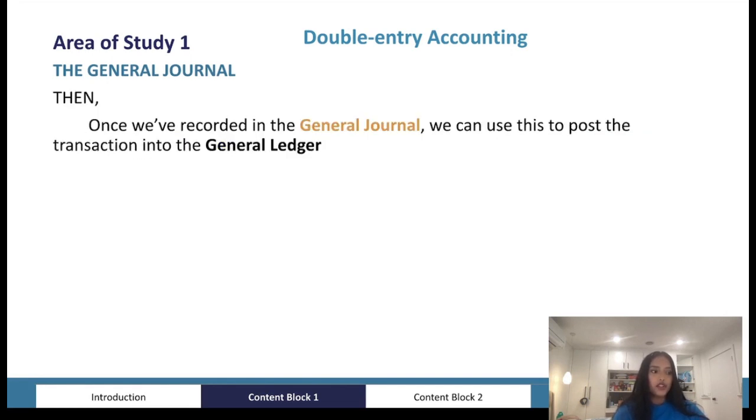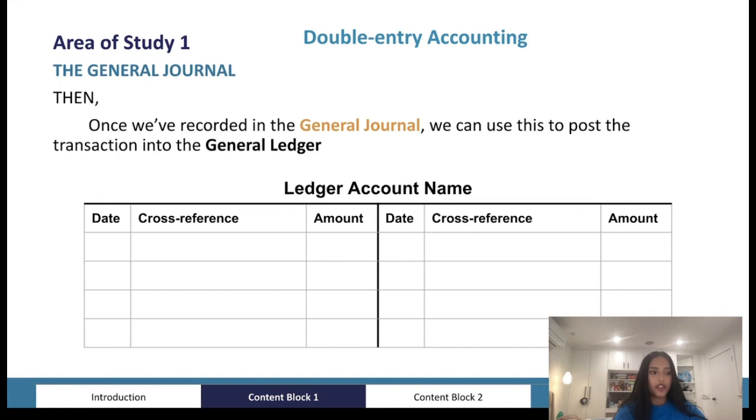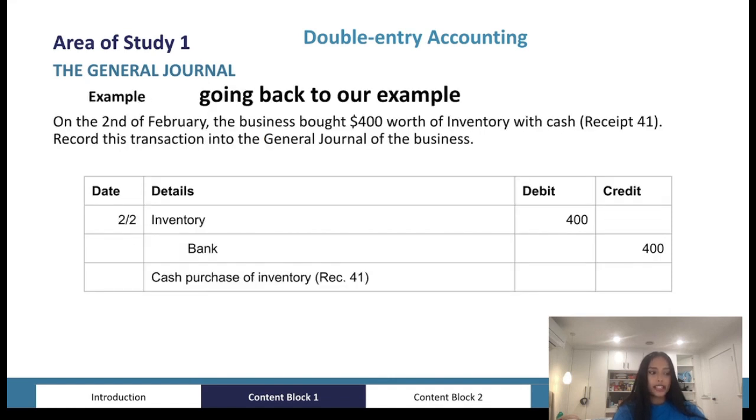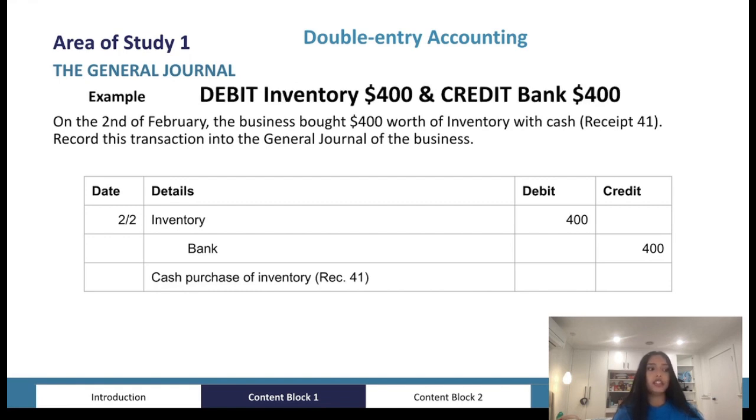We can now use this general journal entry to help us post the transaction to the general ledger. So here's a reminder about what the general ledger looks like: there's a left side for debit entries and a right side for credit entries, and the account name at the top. There will be different ledger accounts for every single element within the business. Now going back to our example, this is the general journal entry that we just recorded. And remember, our goal with this entry is to debit inventory by $400 and credit bank by $400.